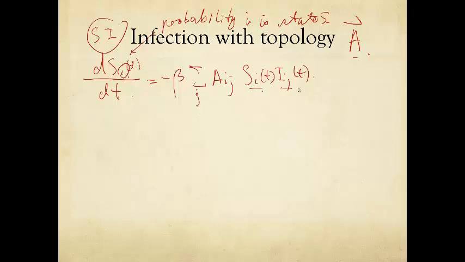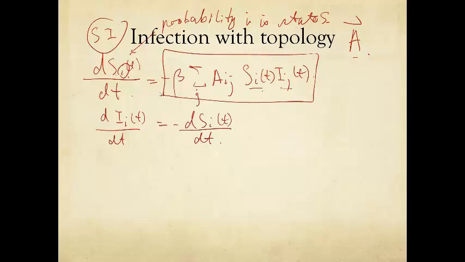We can also write down dI_i/dt for node i, but that would be just minus the above for the simple SI model. So let's just focus on this expression here. This expression is in fact incorrect. It's wrong because we cannot actually write this down as such.